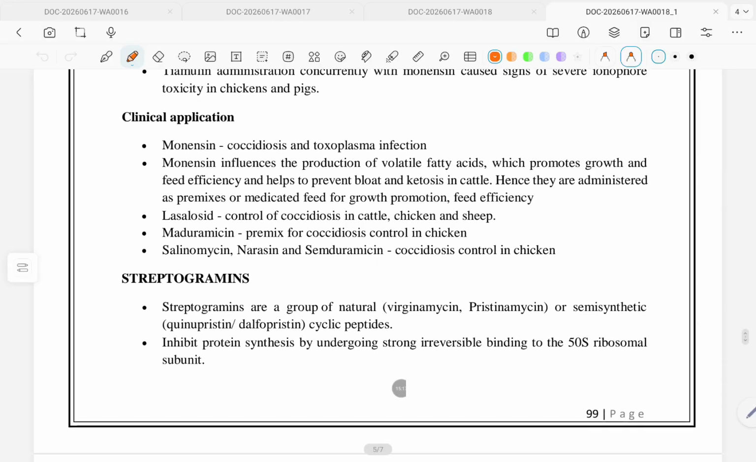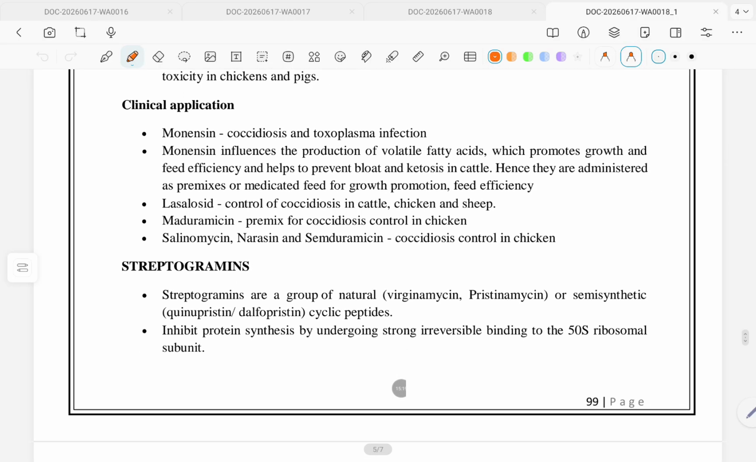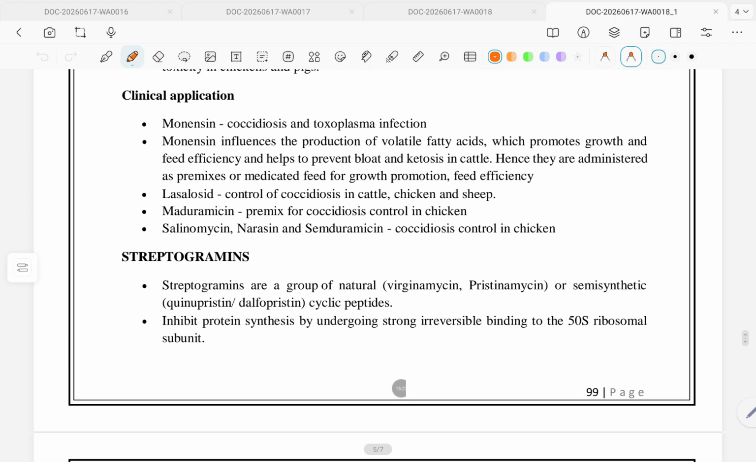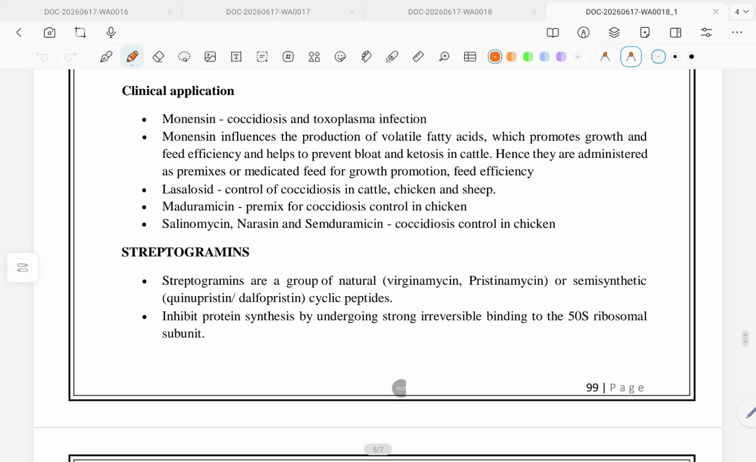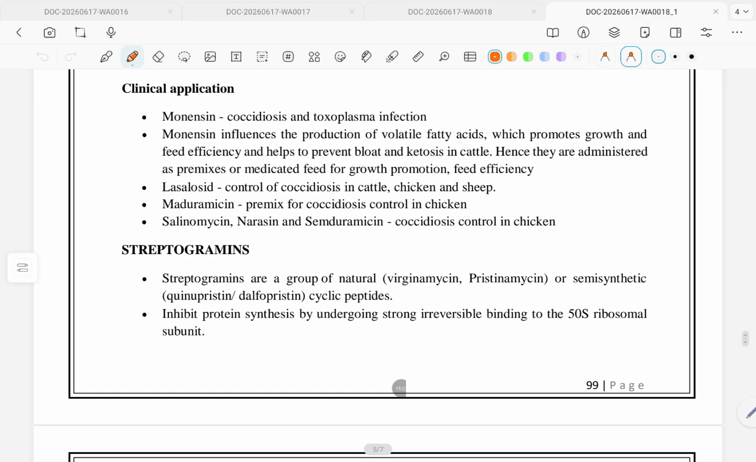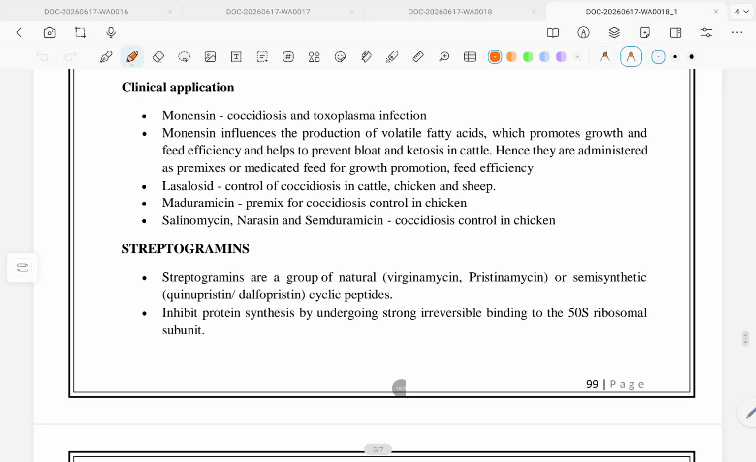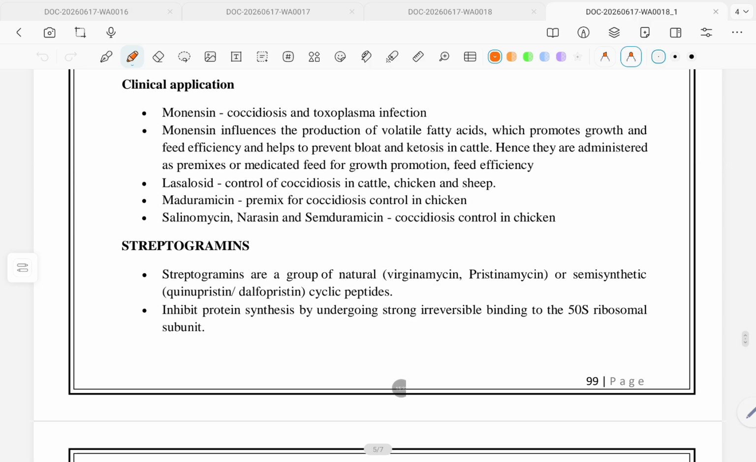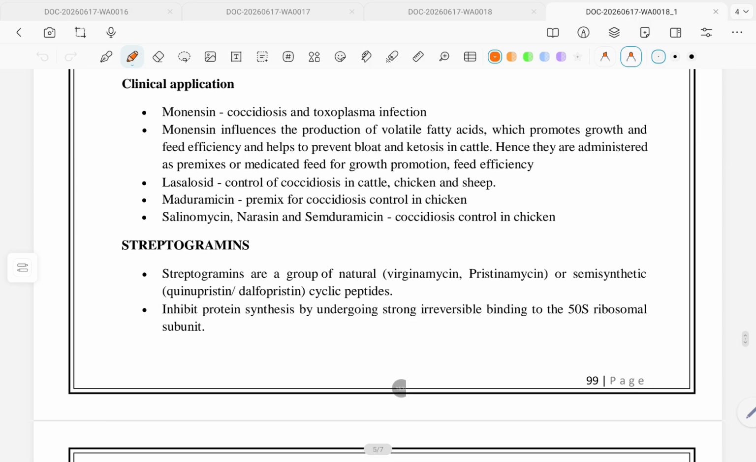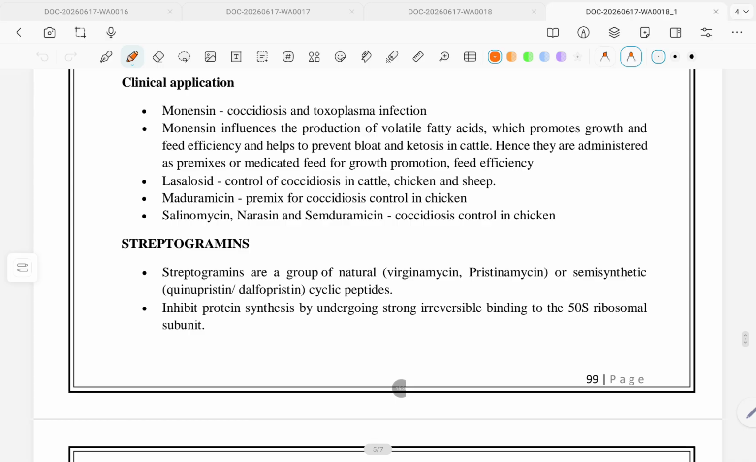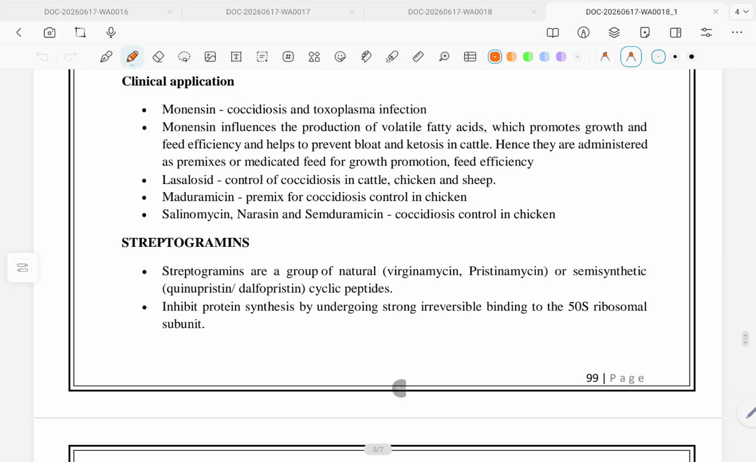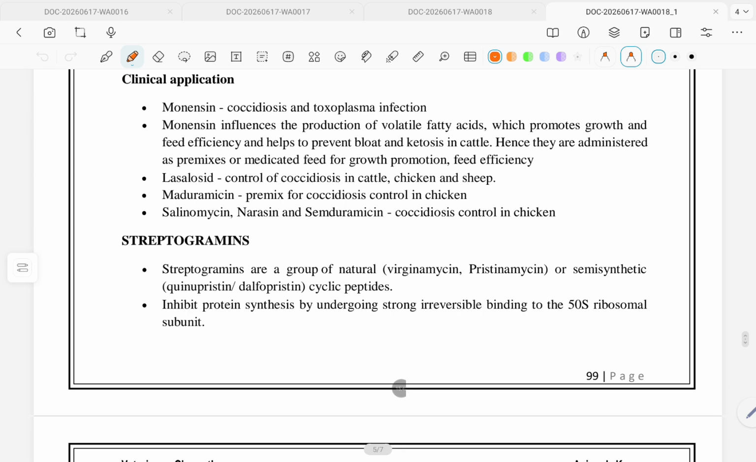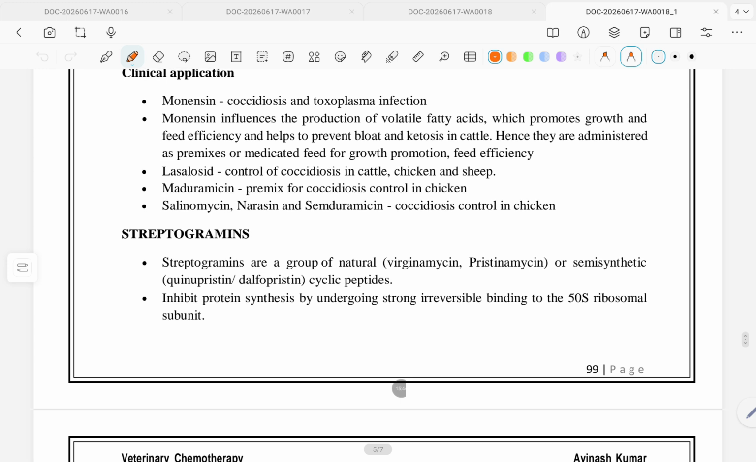Clinical application. Monensin: coccidiosis and toxoplasma infection. Monensin influences the production of volatile fatty acid, which promotes growth and feed efficiency and helps to prevent bloat and ketosis in cattle. Hence, they are administered as premix or medicated feed for growth promotion and feed efficiency.